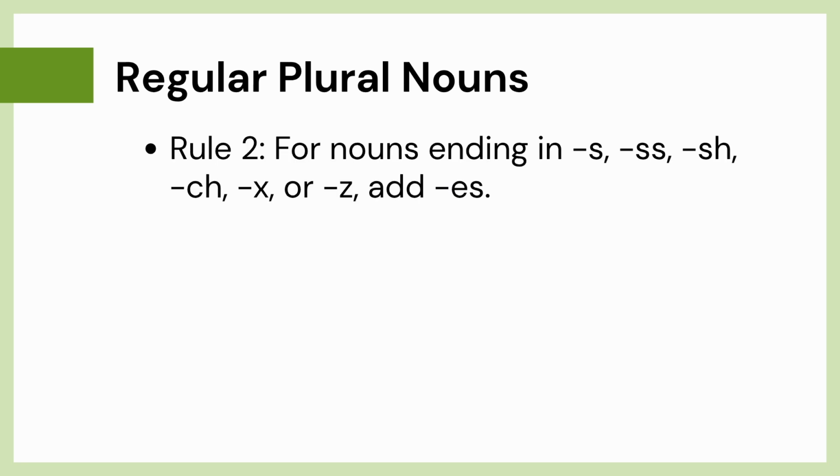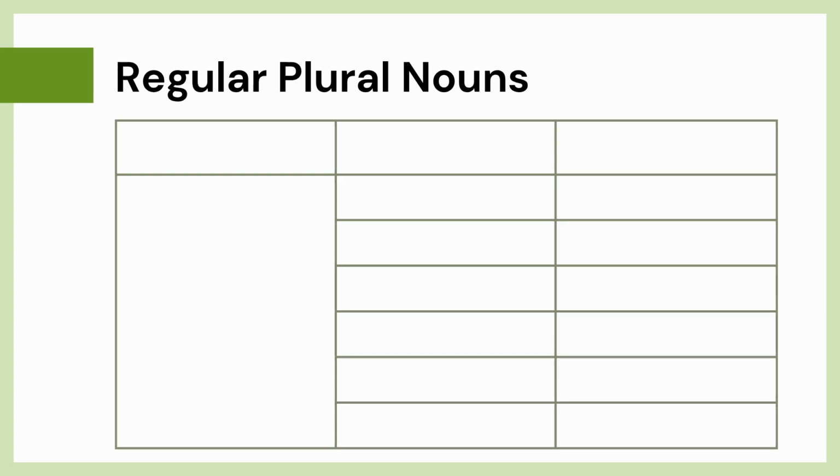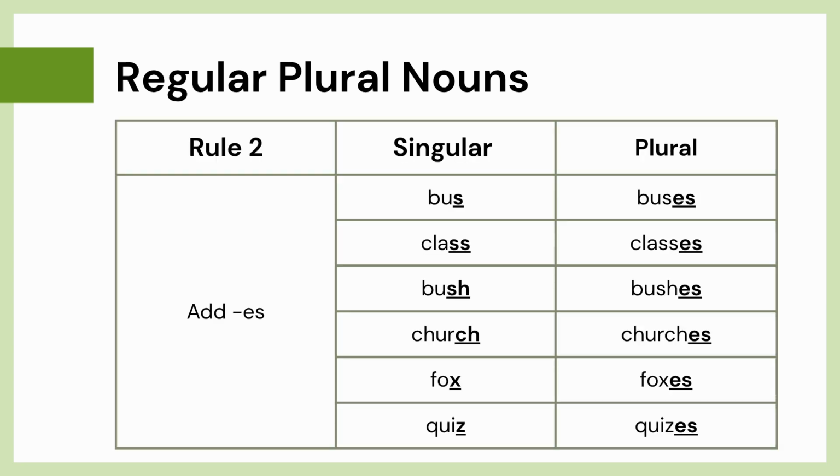The second rule is a bit different. For nouns ending in s, double s, sh, ch, x, or z, we can add es. Here are some examples of those nouns. Let's read a few. Bus, buses. Class, to classes. Church, to churches. And quiz, to quizzes.